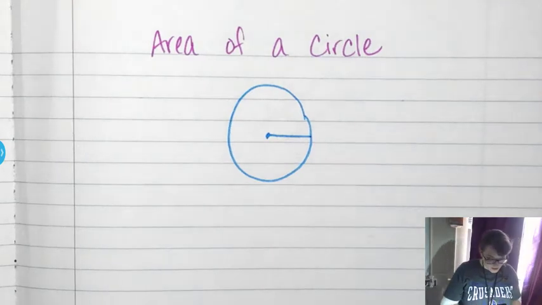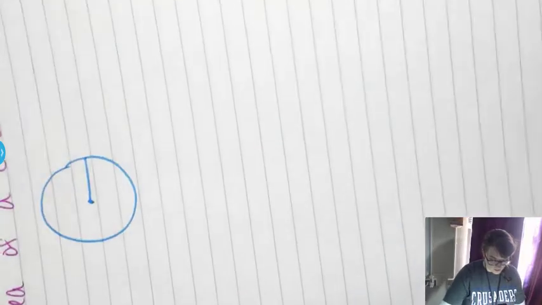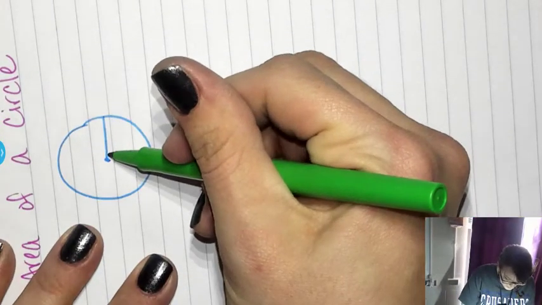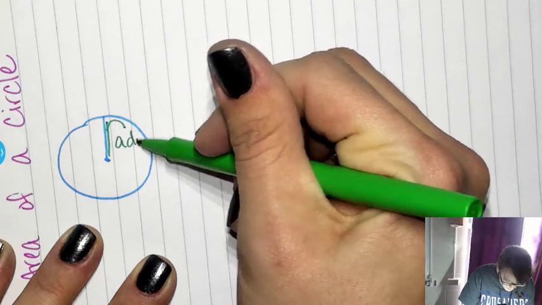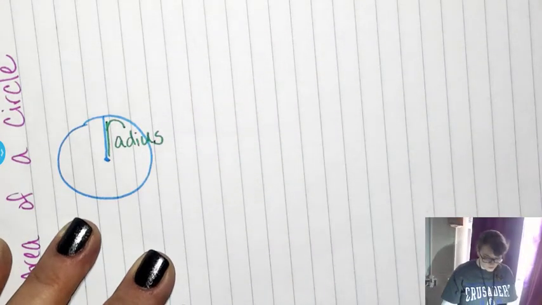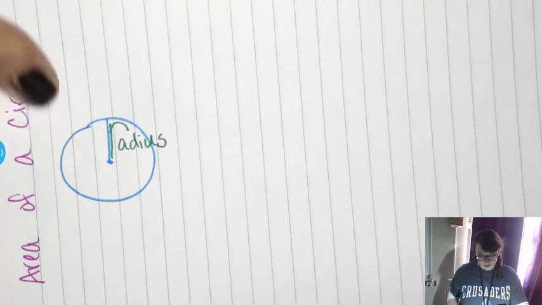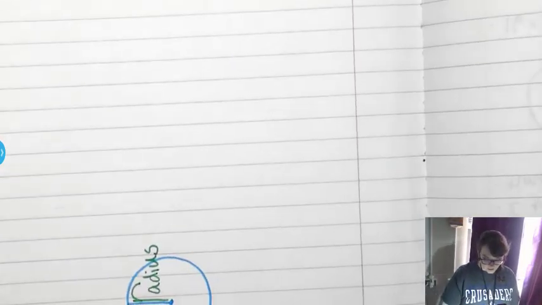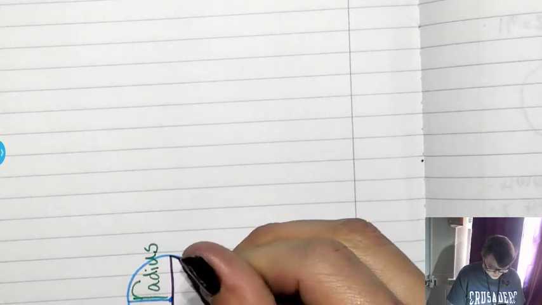I like to do it this way. This line is radius. And then if I have a line that goes all the way across, that is the diameter. So if it goes all the way across the circle, capital D for diameter.